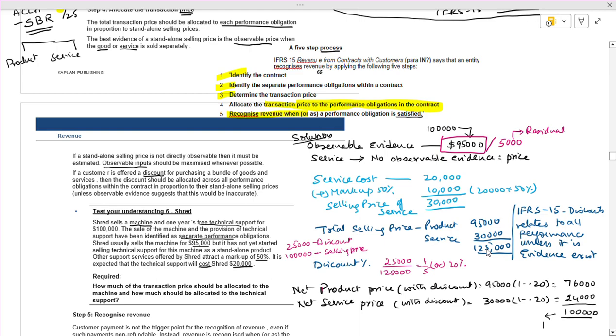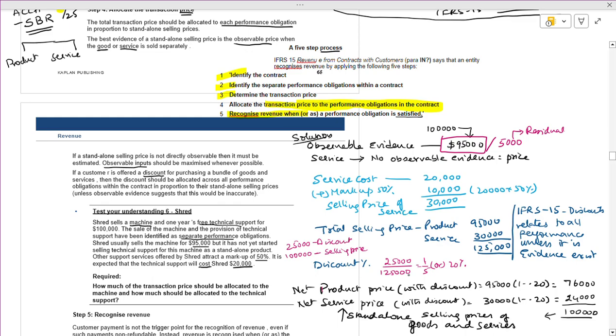Once we are taking the total price, then subsequently we have to identify how much of it is related to the product standalone. This is called the standalone selling prices of goods and services.